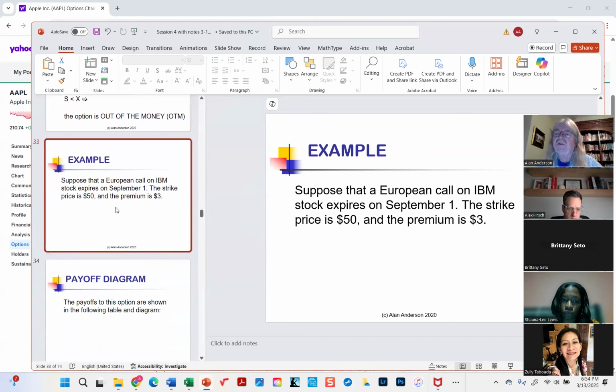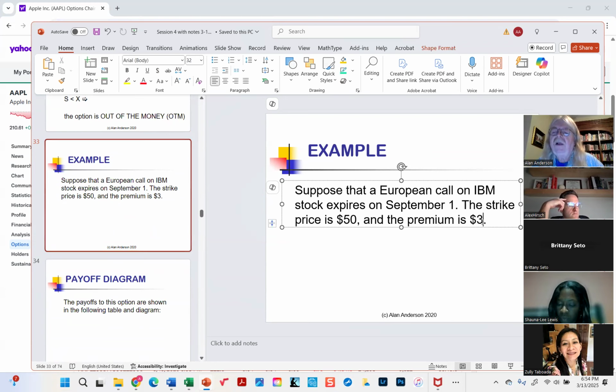Now, here I've got a bunch of examples with graphs. This is interesting. For the first time, we're going to see some graphs that illustrate how this works. We have a European call option on IBM stock that expires on September 1st. The strike price is $50. The premium is $3. Now, this is an assumption. I don't know how much it really sells for, but let's say it's $3.